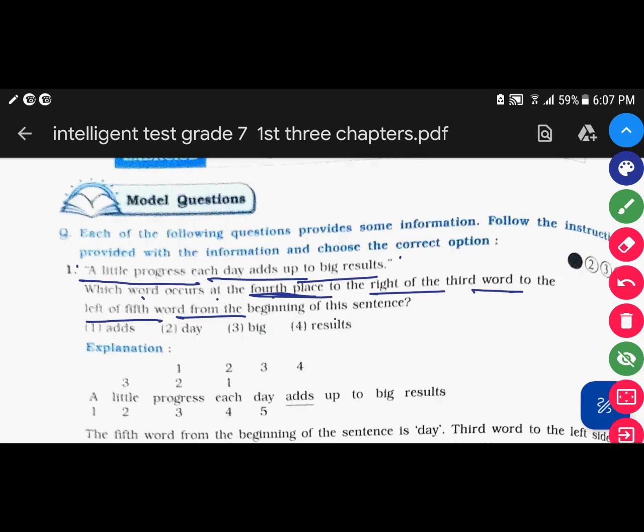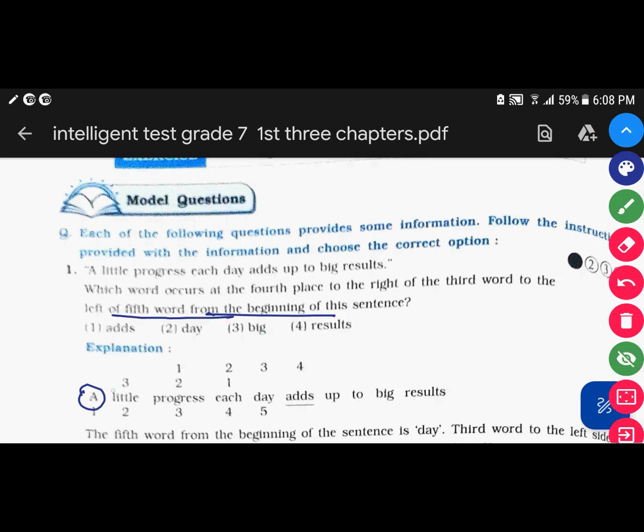Now here, if you start solving from this fourth place to the right of the third word, then you might get the wrong answer. Okay. Now what is the correct method to solve it? Just first read this one. Fifth word from the beginning of the sentence. Now you have to count which is the fifth word from the beginning of the sentence. Beginning of the sentence means from the left hand side.